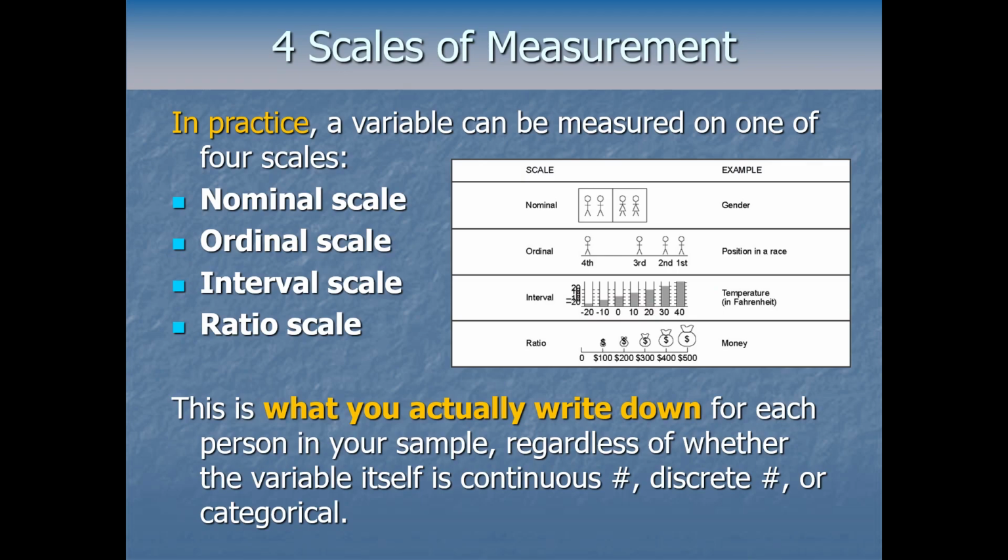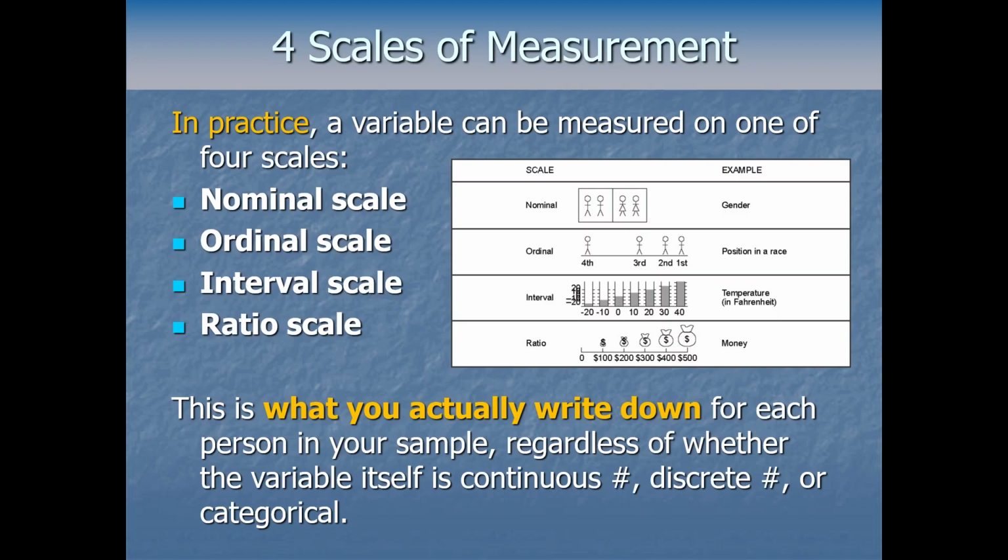Regardless of whether the construct, the variable itself, could be thought of as a continuous number kind of thing, or a discrete number kind of thing, or something that's inherently categorical. As I've said before, this is going to matter because the scale you use determines the type of statistics you can do on that data and the conclusions you can make.